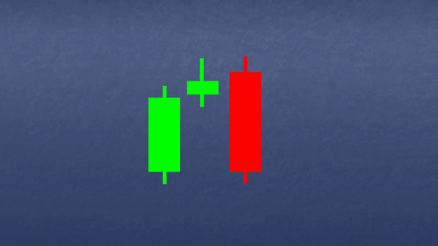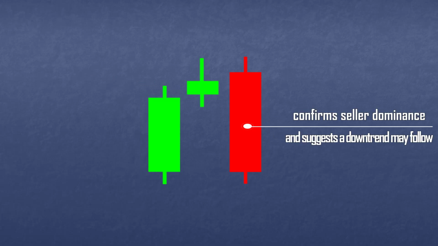1. First candle: a large green bullish candle indicating strong buying pressure. 2. Second candle: a small-bodied doji or pin bar showing indecision between buyers and sellers. 3. Third candle: a large red bearish candle breaking below the doji's low and confirming the reversal.